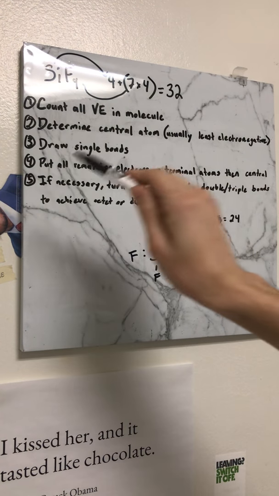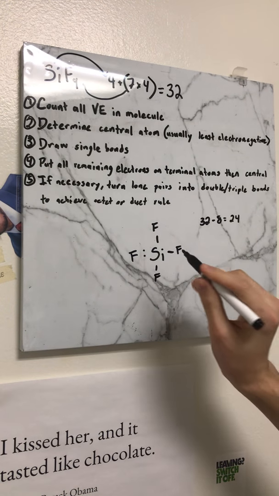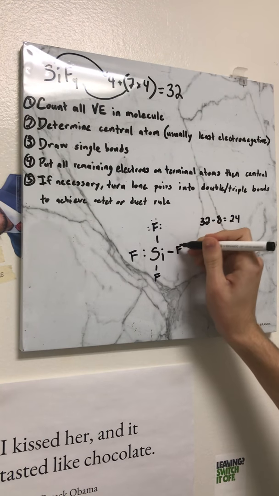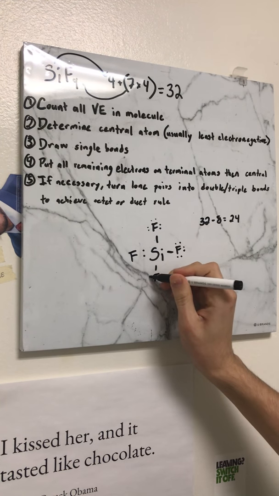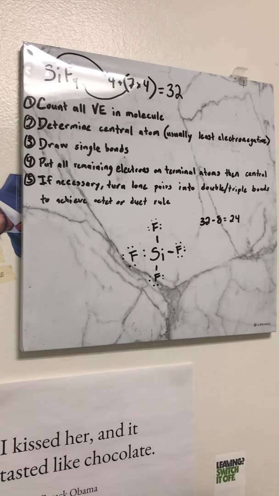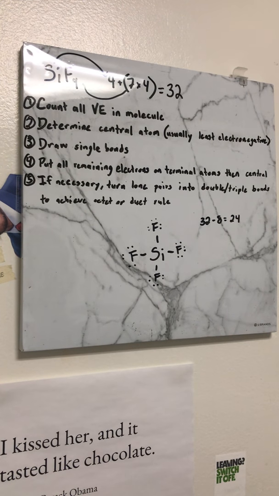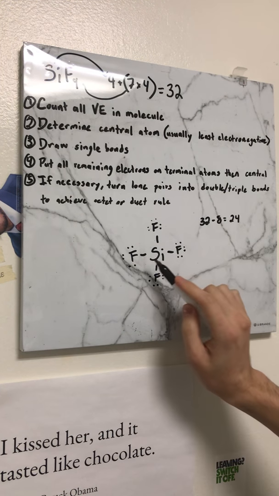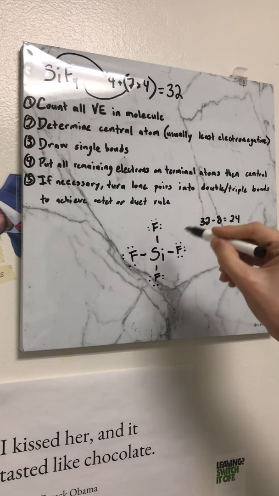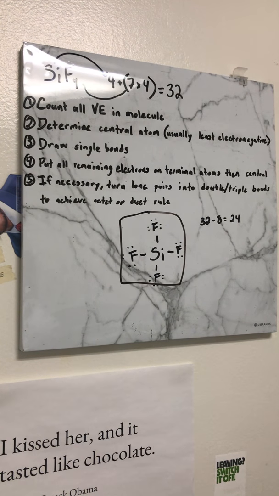Going to the next step, put all the remaining electrons on the terminal atoms. So 24, and each of these can hold 6, so we'll do 1, 2, 3, 4, 5, 6 on each of them. And we see that that adds up to 32 total electrons. We have 6 in each of these, 24, and then 32. So we don't even need to go on to the next steps here. This would be the Lewis dot structure for silicon tetrafluoride.